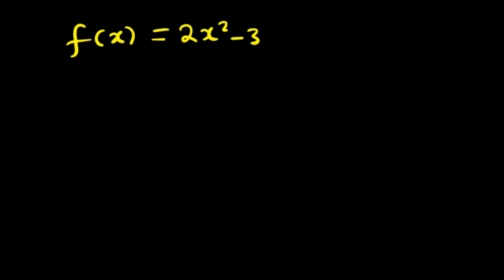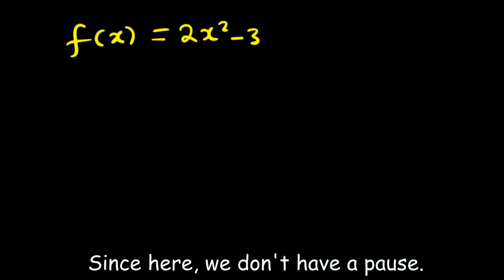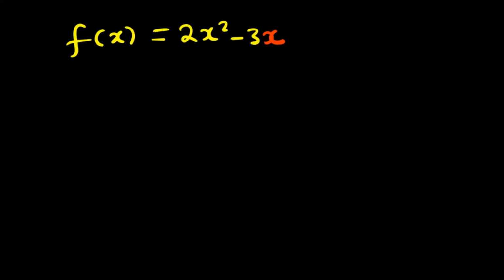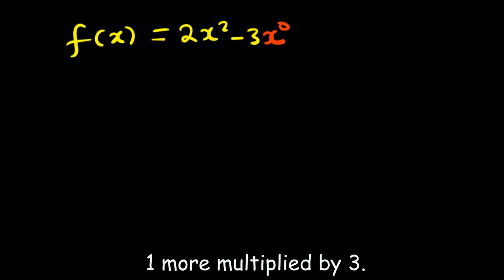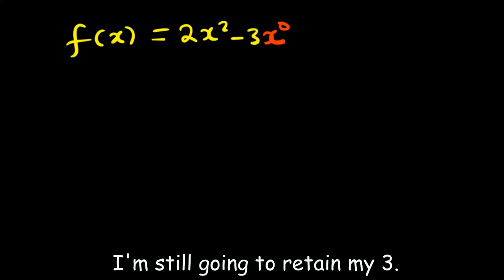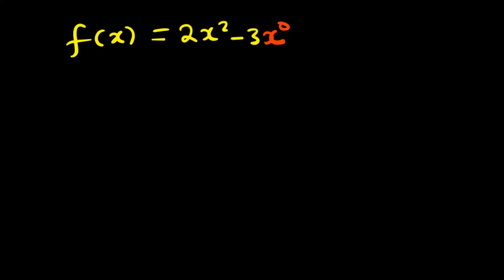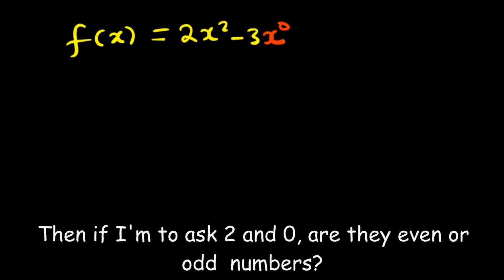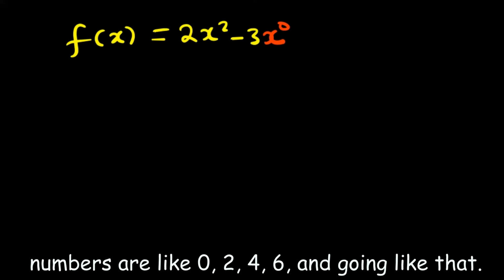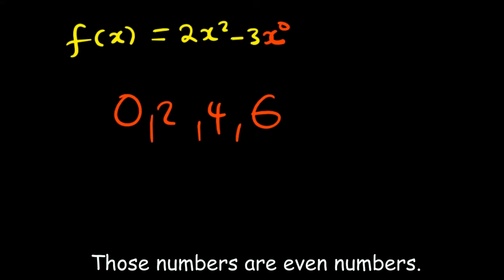But let's prove it. Let's look at the powers of x. Since here we don't have a power of x, I can put x to the power 0. Any number to the power 0 is 1. 1 multiplied by 3, I'm still going to retain my 3. So you're able to see that the powers of x, this is power 2, this is power 0. Then if I ask, are 2 and 0 even or odd numbers? Numbers like 0, 2, 4, 6 and going like that are even numbers.